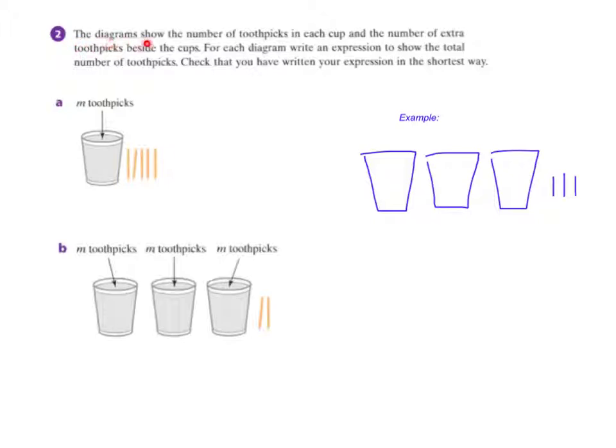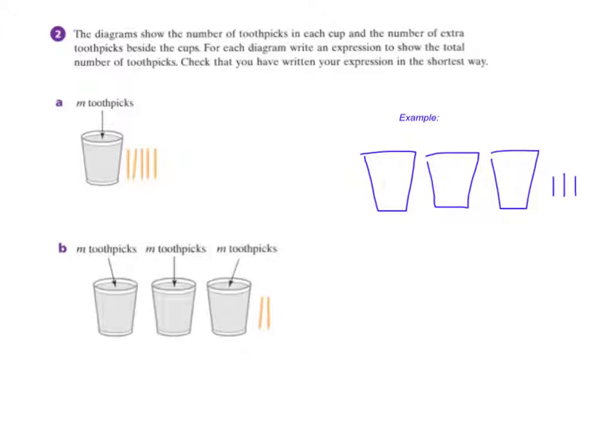It says the diagrams show the number of toothpicks in each cup and the number of extra toothpicks beside the cups. For each diagram, write an expression to show the total number of toothpicks. This expression, it's just another way of writing a sum, but it's getting up to higher order language now. So expression is like a sum, but it's what we use for algebra.